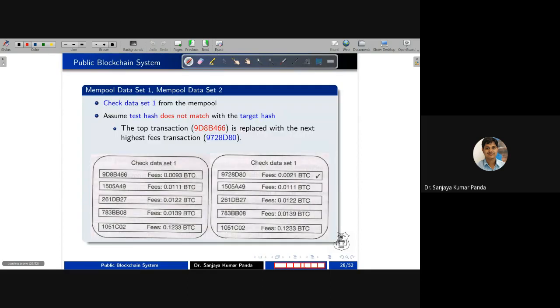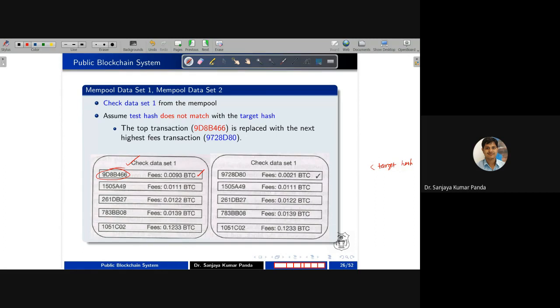Like here you can see, let us see this particular data set one from the mempool. For example, I am choosing the highest transaction. Okay, let's say I am choosing one transaction randomly. Let's say this particular transaction, and I am matching it with the target hash, because the value should be less than or equal to the target hash. Otherwise, it is going to be discarded. So if the test hash does not match the target hash, we are simply discarding it, right? For example, this particular transaction is not matching the target hash, because it is not less than the target hash.